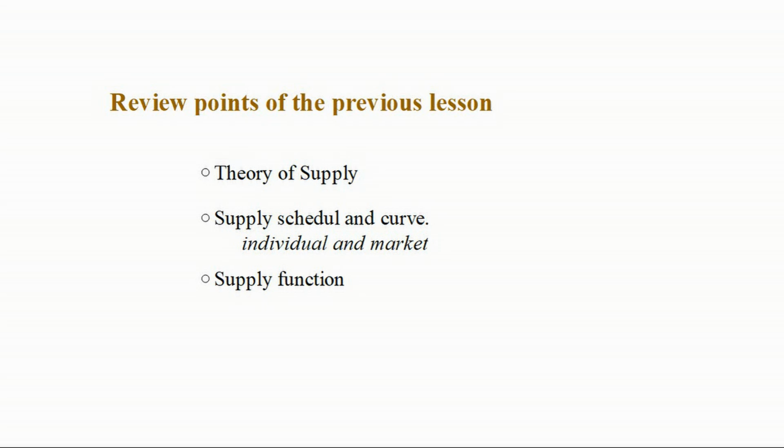There are a number of factors that affect the amount of commodity which is supplied by the firm, factors like the price of the commodity, price of related goods, price of factors of production, objective of the firm, and other relevant factors. This is what we have tried to see in the previous session.